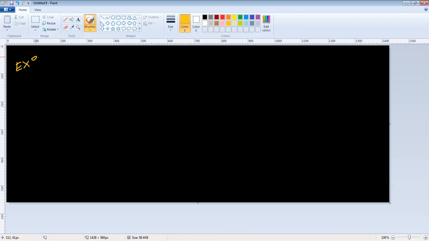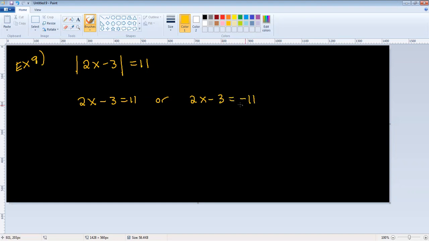Okay, what about this? What about example 9? Absolute value of 2x minus 3, and that's equal to 11. So what we can do is split this up, and we can say 2x minus 3 is equal to 11, or we can say 2x minus 3 is actually equal to -11. And we can do that because the absolute value has this property where it can be both negative and positive, just depending on how you look at it.